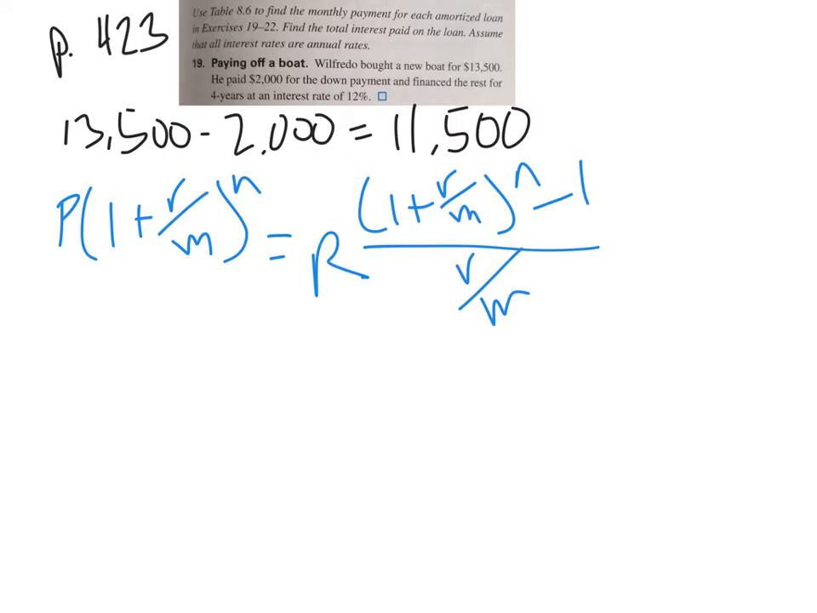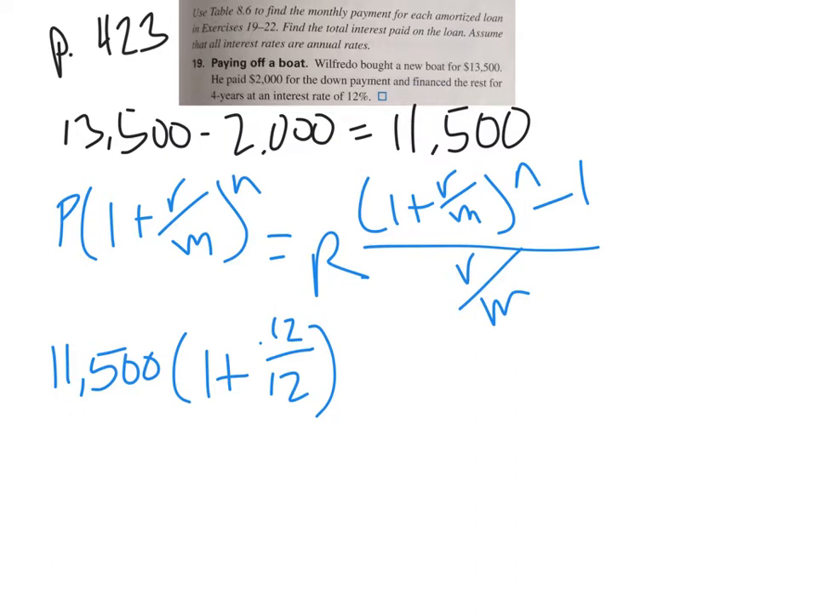Okay, so our P is going to be 11,500. So that is the principal, that is the amount of the loan that he's going to end up taking after he pays his down payment. Little r is 12%, so it'll be 0.12. We're always doing monthly payments, so it's always going to be compounded monthly, or 12 times a year, just like in the annuities.